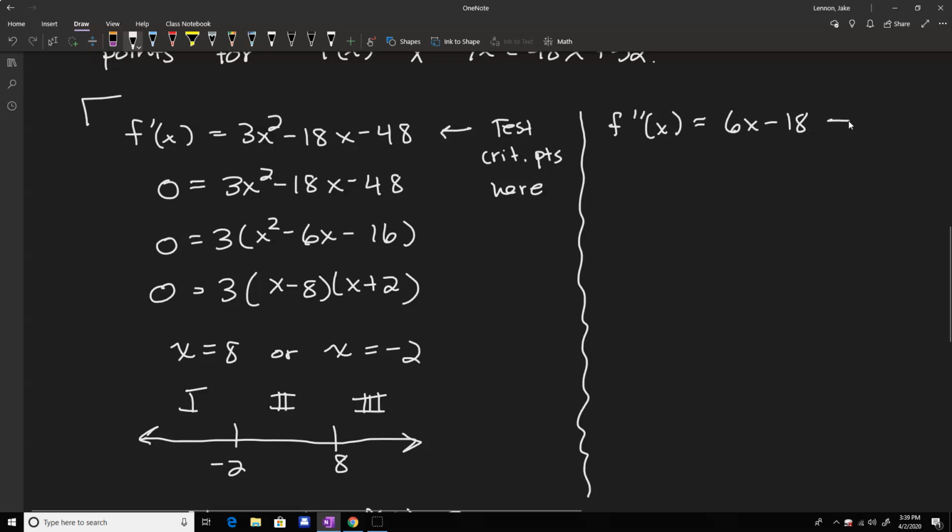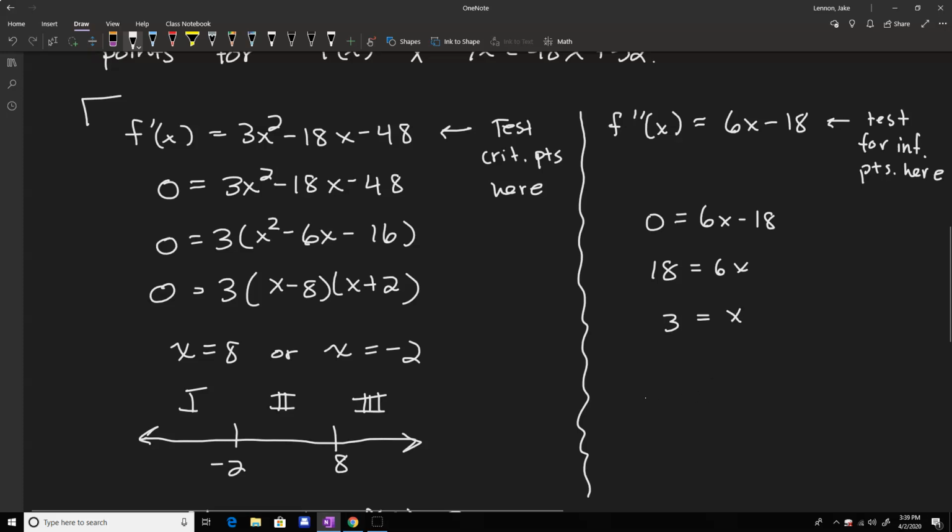So we test for inflection points here. So that's the function we test inflection points for. But we set that equal to 0 and solve. So we get 18 is equal to 6x. Divide by 6, we get x equals 3. So I write 3 equals 3. Well, that's true. That's not what I meant to write.